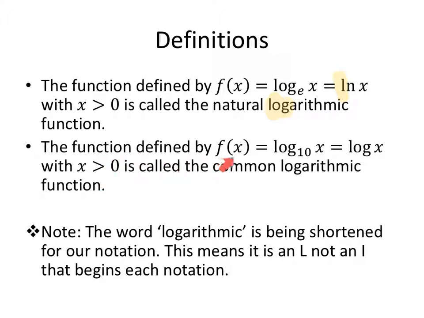The function defined by f of x equals log base 10 of x, which is log of x, we just don't write the 10. It's called the common logarithmic function. The word logarithmic is being shortened for our notation. It's an L, not an I. So please, if you're writing this on paper, it drives me nuts when people write "in of x," because that's nothing. That's in x. That's almost three quarters of a band from the 80s. This is an L.